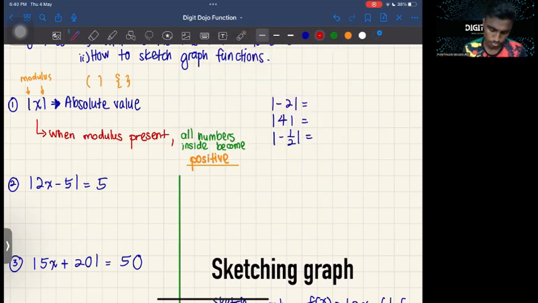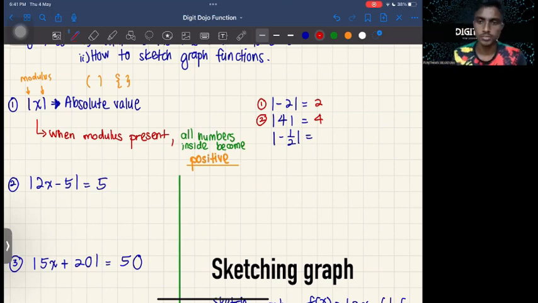First one here, -2 inside the modulus. The final answer you will be writing as 2. And how about the second one, -4 inside the modulus? The final answer you will be writing as 4. And -1/2 inside the modulus, you will be writing as 1/2.